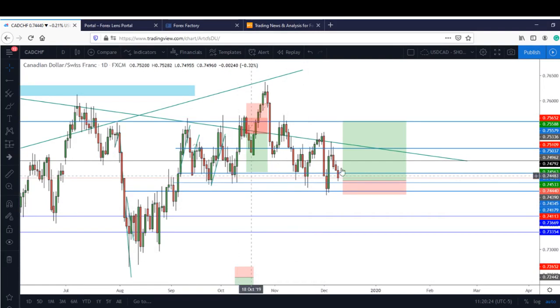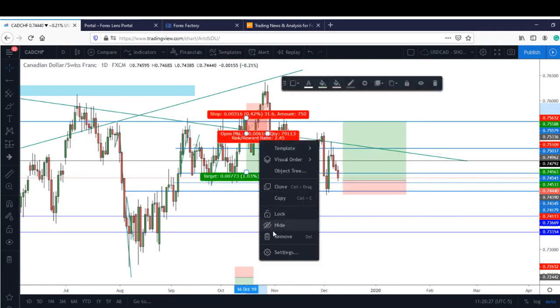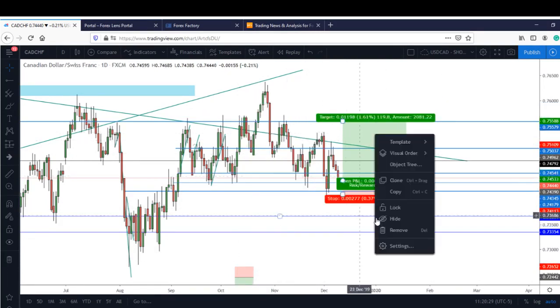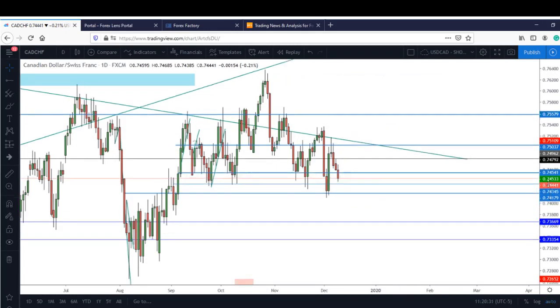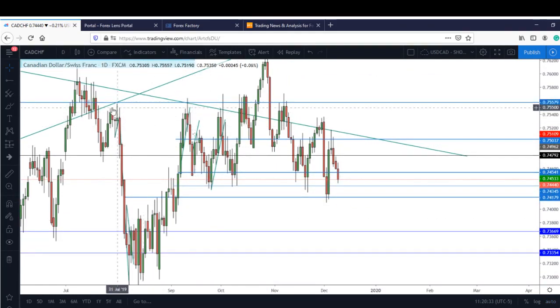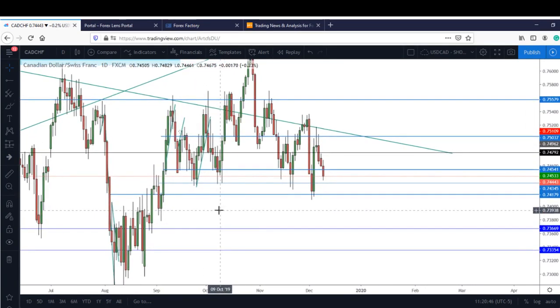What I'm going to do is remove these past 2 trade ideas just to clean up the chart. And we have a pretty nice clean chart for CAD CHF. We have some nice daily levels right here and some hourly levels here. So when we look to choose our stop loss levels, they're usually around significant levels.